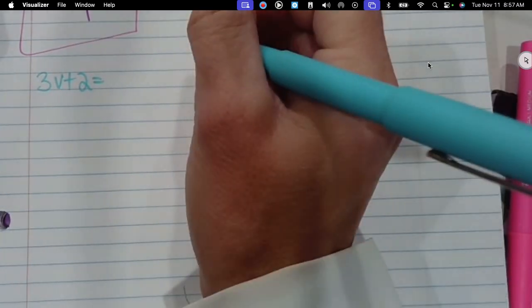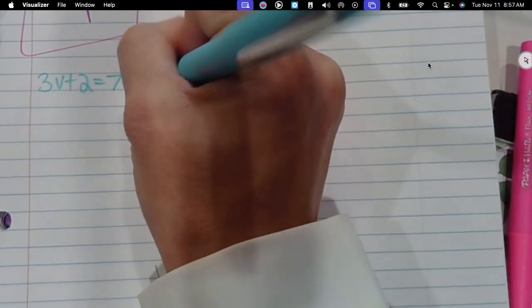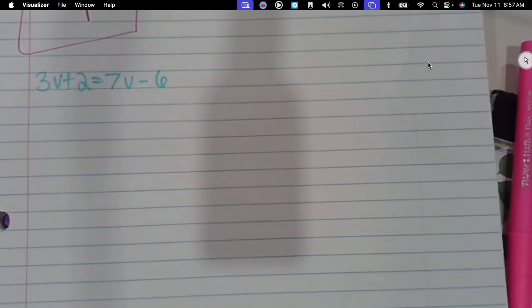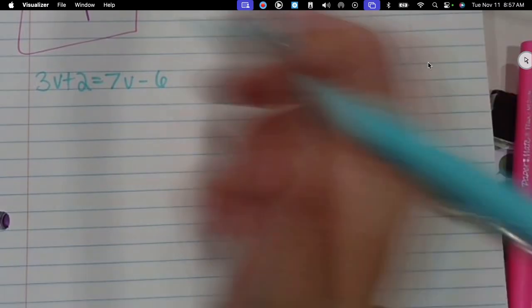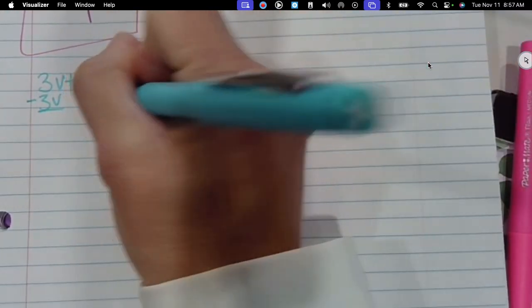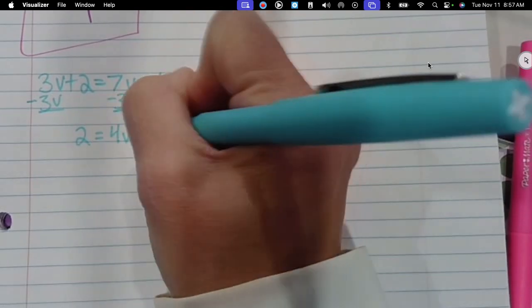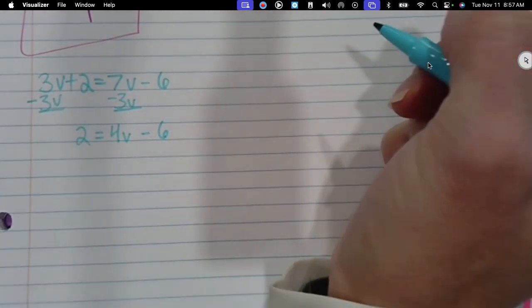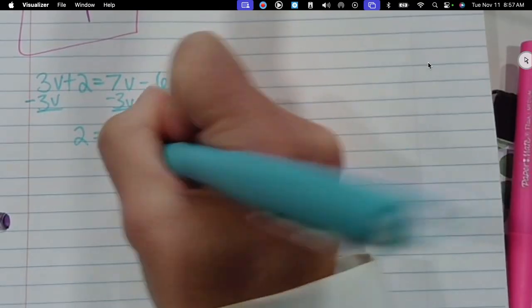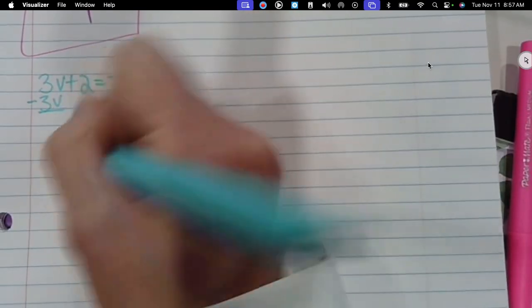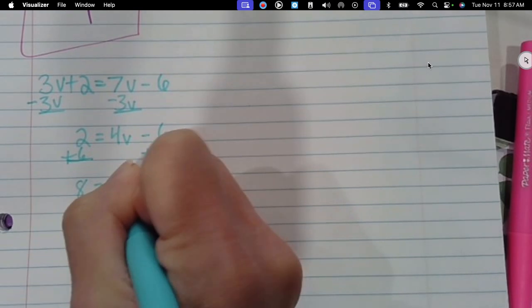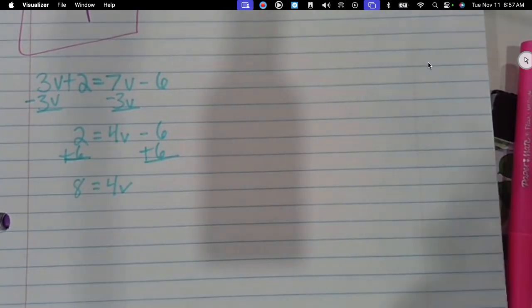3V plus 2 equals 7V minus 6. Is everybody okay with me putting those equal? Then what do I do to solve? Yep, I would move the 3V. You can move the 7 if you want, but I'm going to move the 3. I'll subtract it over. So 2 equals 4V minus 6. Then what? Add 6. And you get 8 equals 4V. Then what? Divide by 4.